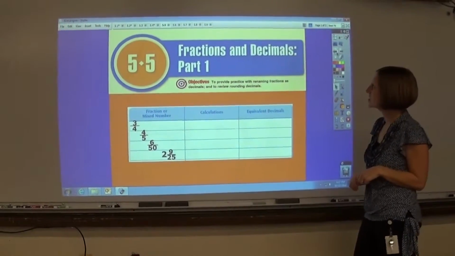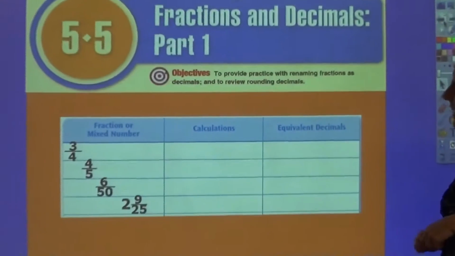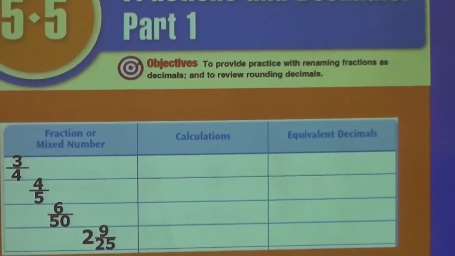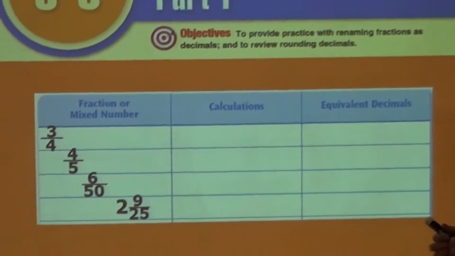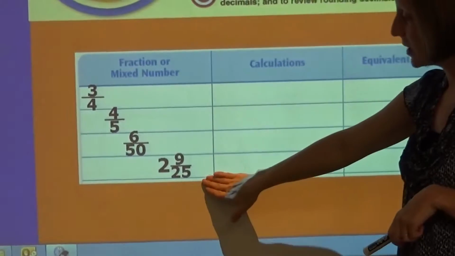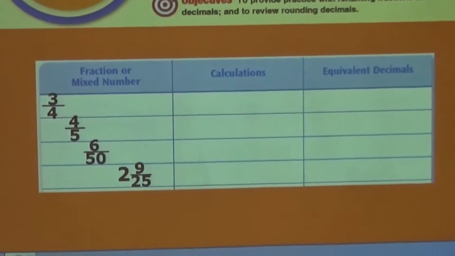Lesson 5.5 is Fractions and Decimals, Part 1. Our objective is to provide practice with renaming fractions as decimals, and we'll also do some review with rounding decimals. So we're going to take a look at a fraction and also a mixed number and how we would change that into an equivalent decimal.